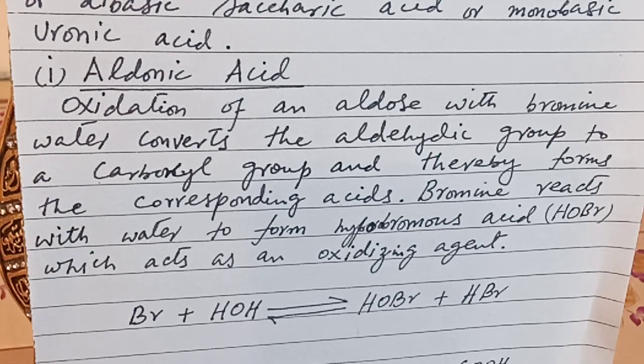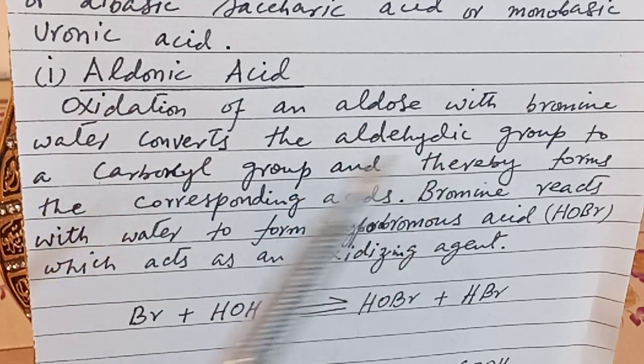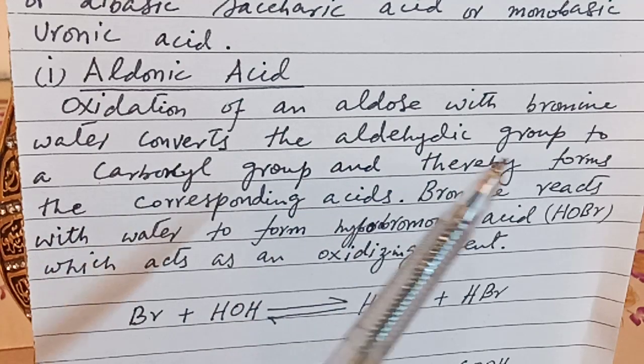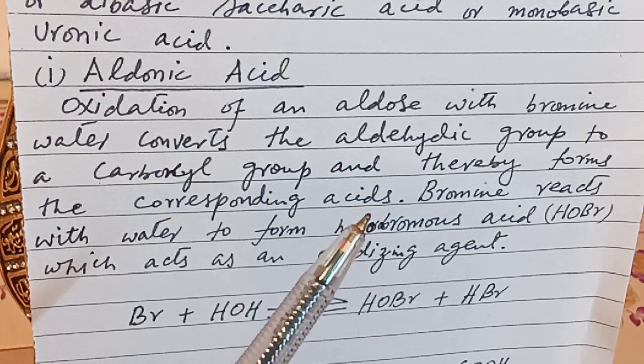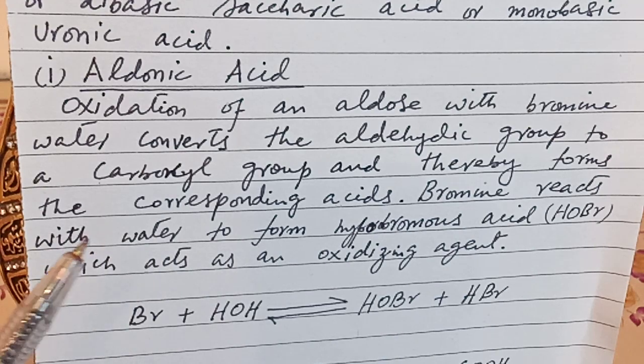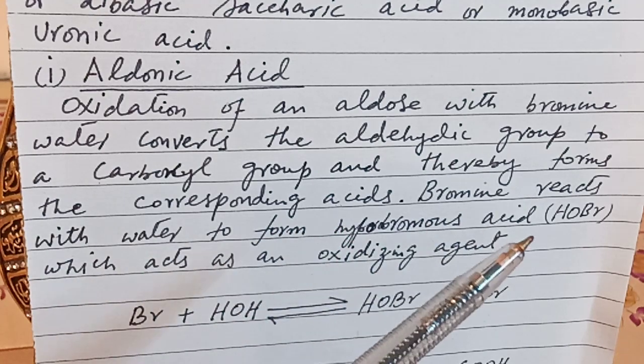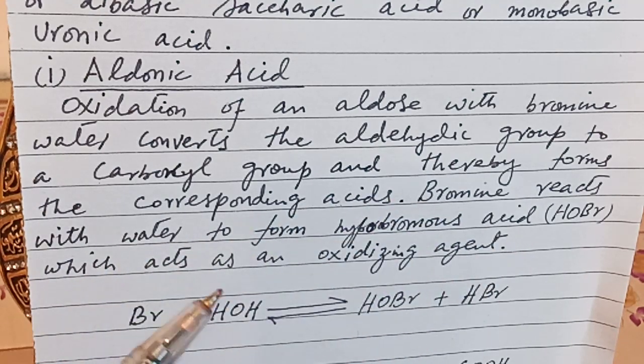So aldonic acid formation is here. Oxidation of an aldose with bromine water converts the aldehyde group to a carboxyl group, thereby forming the corresponding acids. Bromine reacts with water to form hypobromous acid, HOBr, which acts as an oxidizing agent. So before the oxidation of the aldose, first the bromine will react with the water to form hypobromous acid. This hypobromous acid will act as an oxidizing agent. This oxidizing agent will gain the electron from the glucose structure.